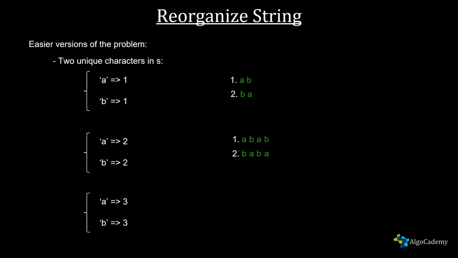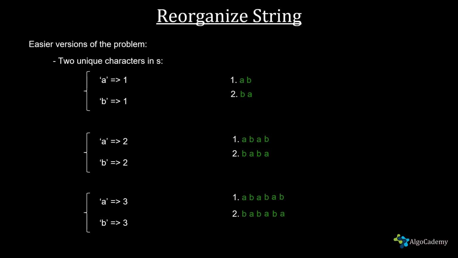Let's take one more larger example. If we have 3 A's and 3 B's, this is the same, right? First possibility, we start with an A, and then for sure we need a B, A, B, A, B, and this solution is valid. Or we start with a B, and then we need an A, B, A, B, A, and this is also valid. So, for two unique characters, when their number of occurrences is the same, we can actually go with any of these two solutions.